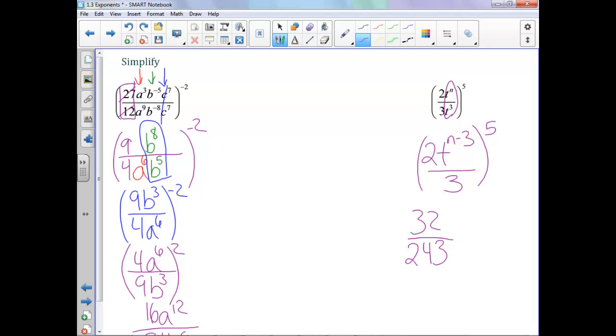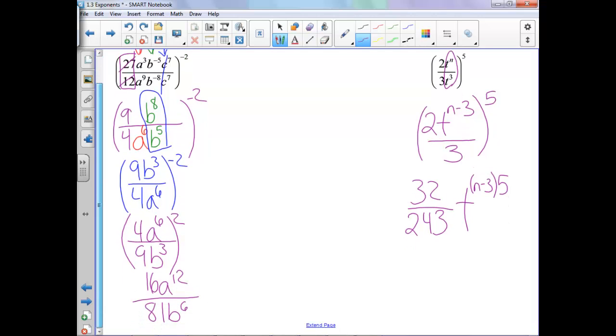But now we're going to have this t to the n minus 3, but when we have an exponent raised to an exponent, we want to multiply our exponents. So we'll have that. But let's make this look nicer. So we'll have 32 over 243 t to the 5n minus 15.